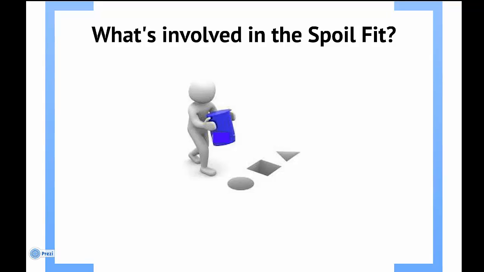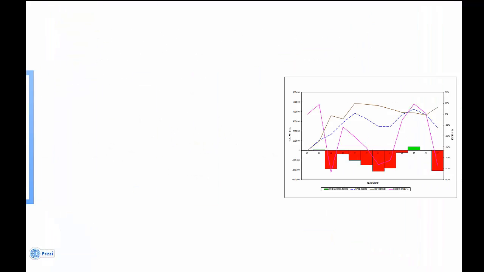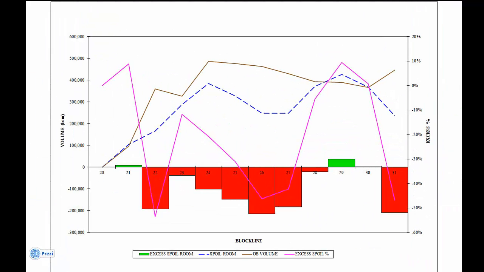What's involved in the spoil fit? The spoil fit compares the block of waste to the adjacent available spoil room. This allows a spoil balance to be established, which shows areas where spoil room is either tight or plentiful. It is then up to the dragline engineer to decide what necessary action is required.